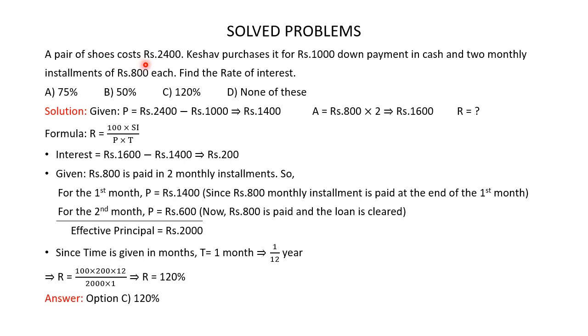A pair of shoes costs rupees 2,400. Keshav purchases it for rupees 1,000 down payment in cash and 2 monthly installments of rupees 800 each. Find the rate of interest. Here you are given 4 options and you have to find out which of these options is the correct one.